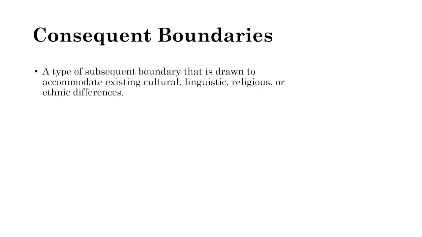Let's look at consequent boundaries. So consequent boundaries are actually subsequent boundaries. They also occur with change over time. But we're looking at cultural changes. The boundaries are established to cultural differences, whether that be language, religions, or ethnicities. And to remember this, the C in consequence can also stand for culture. So that can help you remember it.